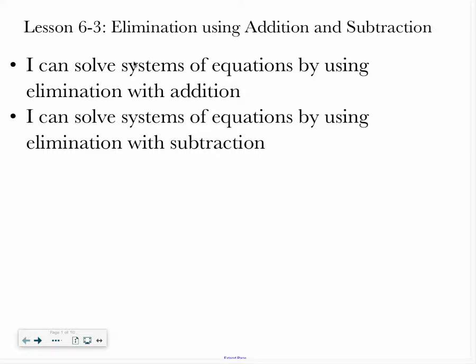Hello class, welcome to lesson 6.3, which is all about elimination using addition and subtraction. By the end of this lesson, you should be able to solve systems of equations by using elimination with addition, as well as solve systems of equations by using elimination with subtraction.